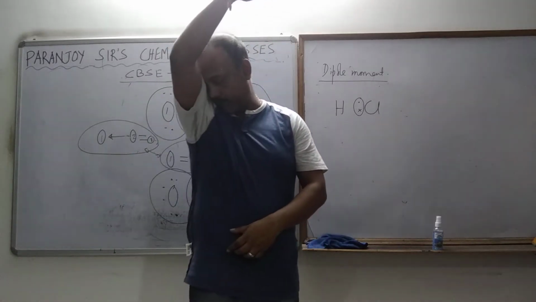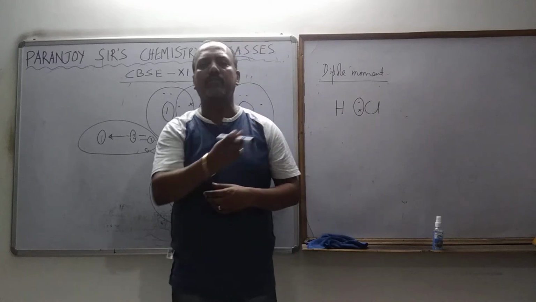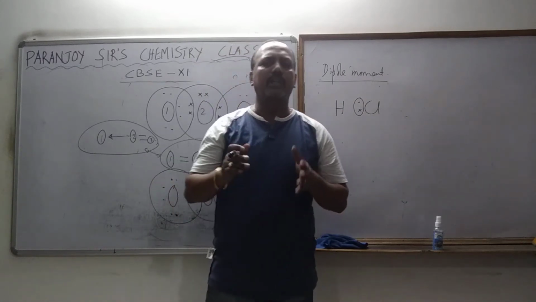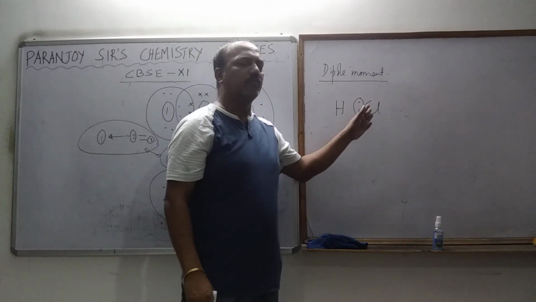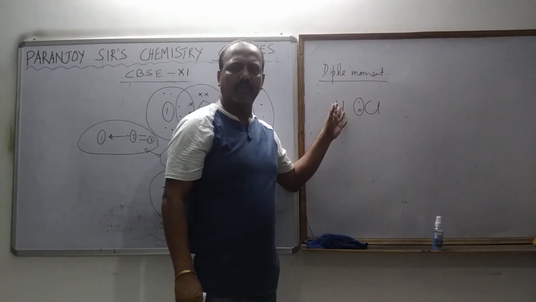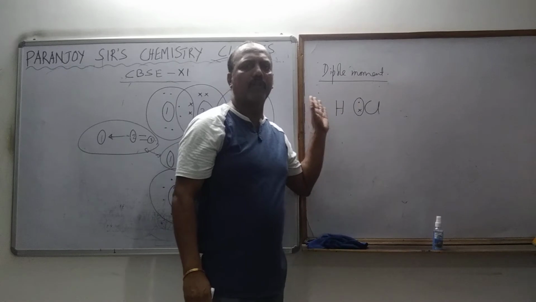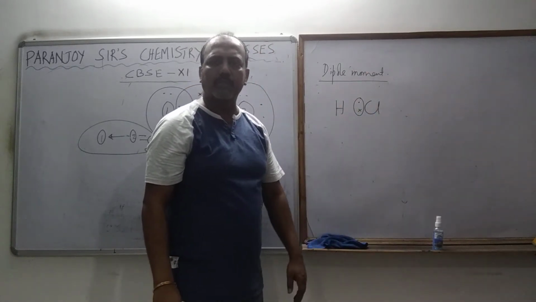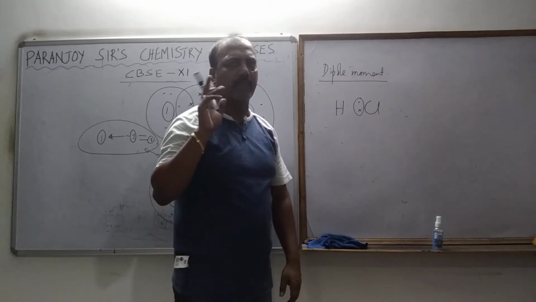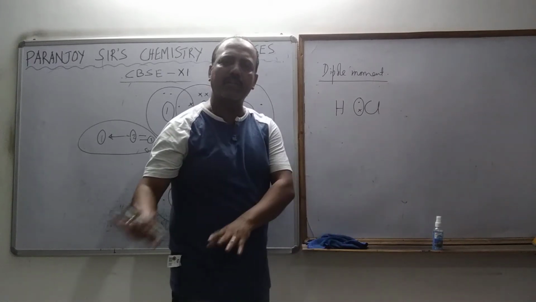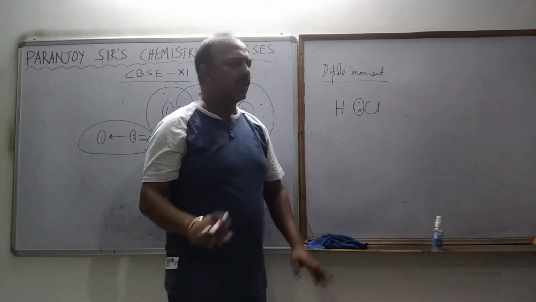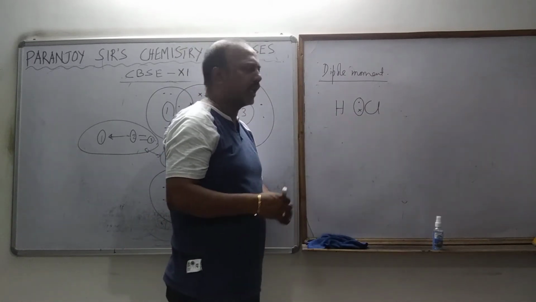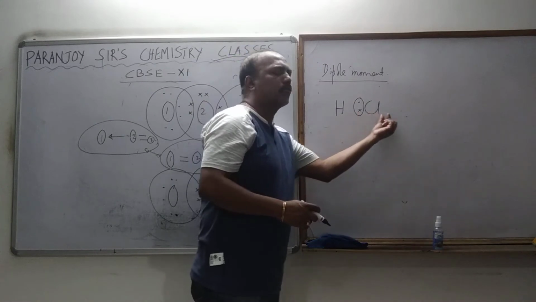What is electronegativity? It's the tendency to attract the bonded pair of electrons. And we know that the electronegativity of chlorine is much more in comparison to that of hydrogen. As we go from left to right, the electronegativity increases. If we go from top to bottom, the electronegativity decreases. Maximum electronegativity is fluorine. We had studied all this in the periodic table. So out of hydrogen and chlorine, chlorine is more electronegative, so the electron pair will be more towards chlorine.